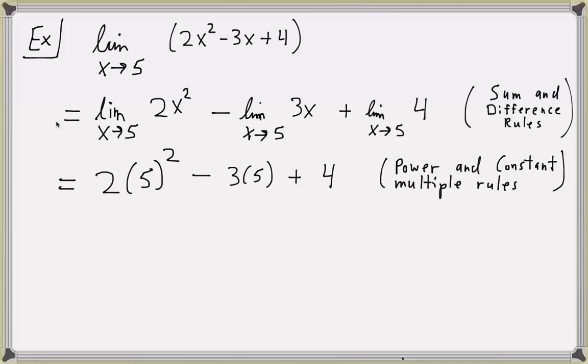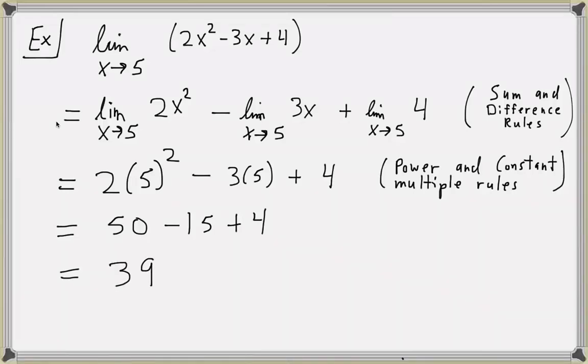I can write the minus the limit of 3x as x approaches 5 as minus 3 times 5, and the limit of 4 as x approaches 5 is 4. Now we can simply put this together and evaluate to obtain 2 times 5 squared, which is 2 times 25, or 50, minus 15 plus 4, so this equals 39.